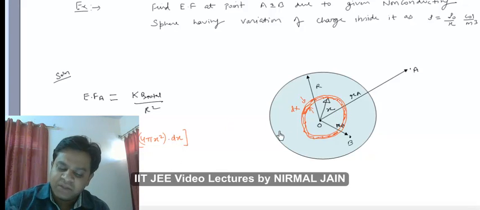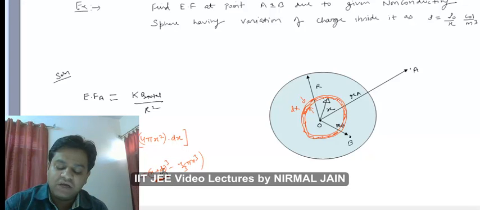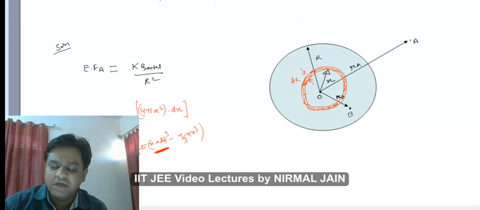Or you can simply find this volume by using 4 by 3 pi (x plus dx) cube minus 4 by 3 pi x cube. You can also find this volume using this relation. What you'll have to do is use the binomial theorem at the end to get this result. Finally we'll be getting the same result, 4 pi x square into dx, right?